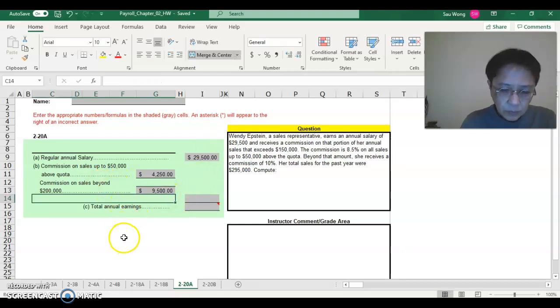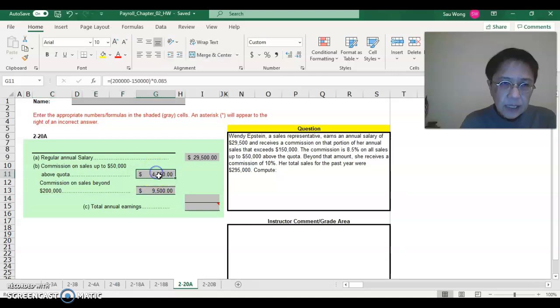Because in here we already computed up to 200,000, since she has to make more than 150,000. Up to 200,000, she will earn a commission of 8.5%. And in here, anything above 200,000, she will make 10%. So that's why we take the 295,000 minus the 200,000.